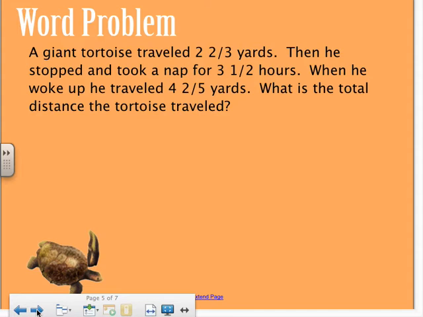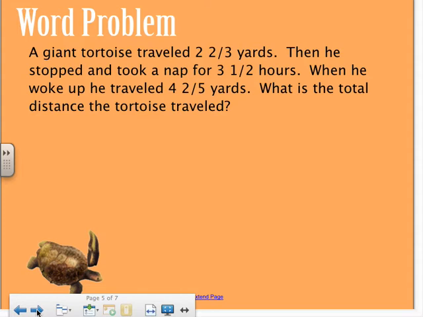All right, a giant tortoise traveled 2 2/3 yards when he stopped and took a nap for 3.5 hours. When he woke up, he traveled 4 2/5 yards. What is the total distance the tortoise traveled? Go ahead and hit pause and then do your work and then hit play to check your answer.